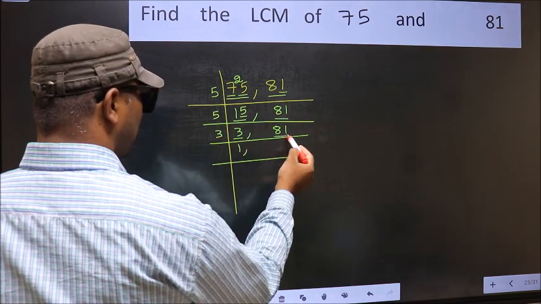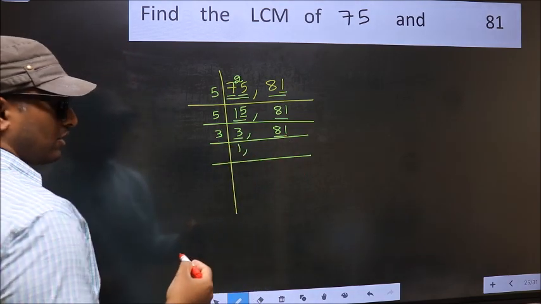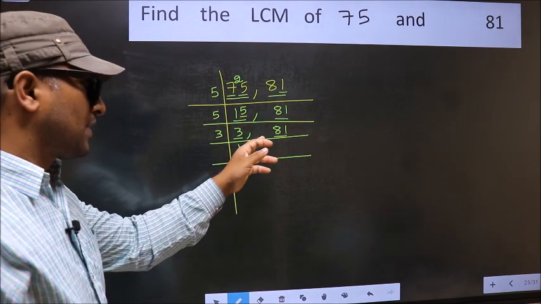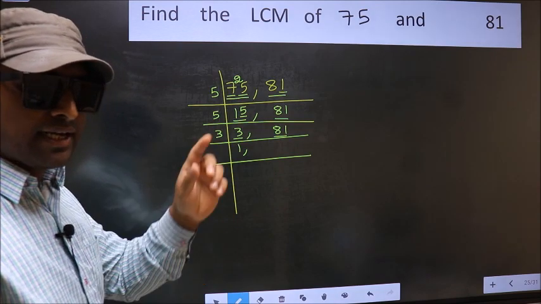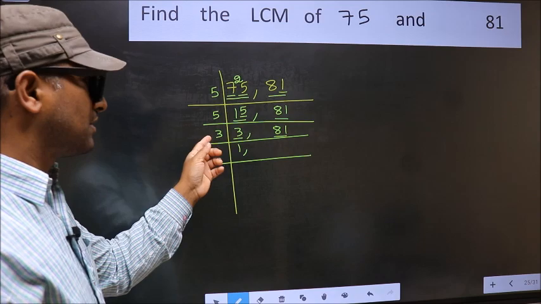The other number 81, to check whether 81 is divisible by 3 or not, for that add the digits. 8 plus 1, we get 9, and 9 is divisible by 3. So this number is also divisible by 3.